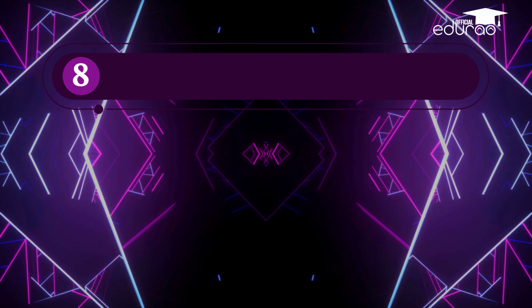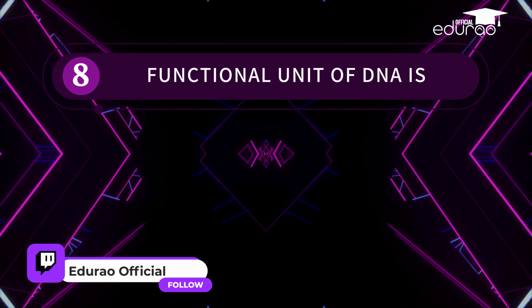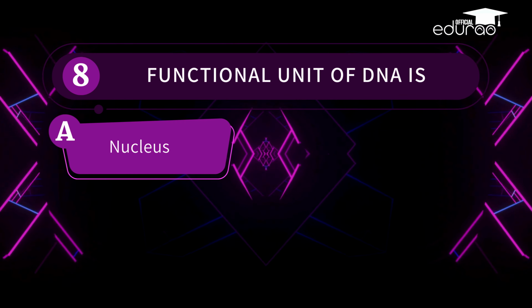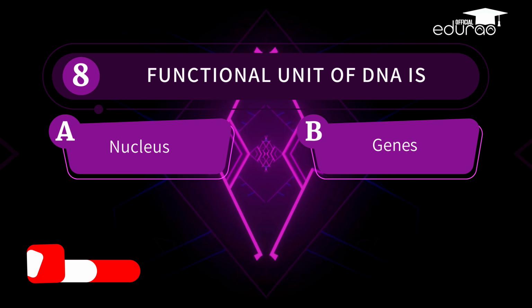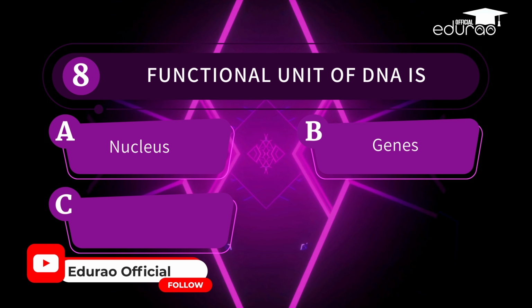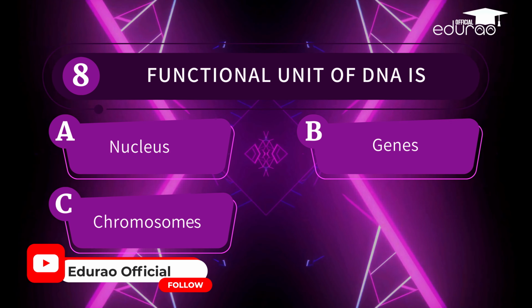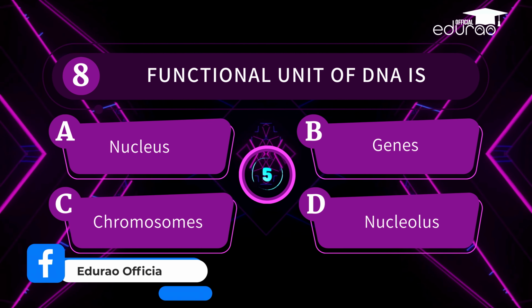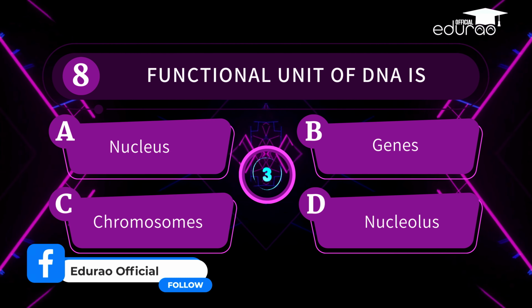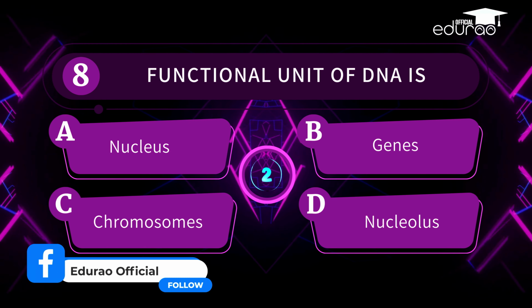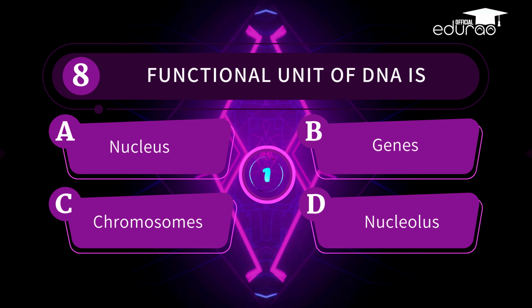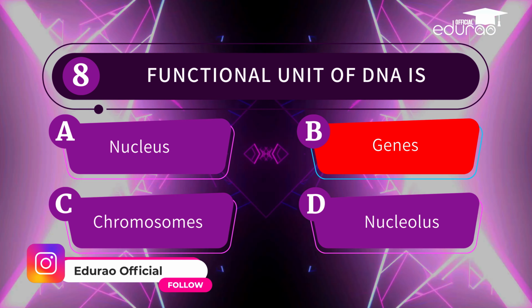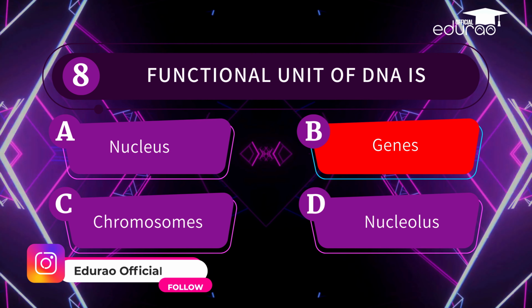Question 8. Functional unit of DNA is A. Nucleus, B. Genes, C. Chromosomes, D. Nucleolus. You've got it exactly right. Correct answer is genes.